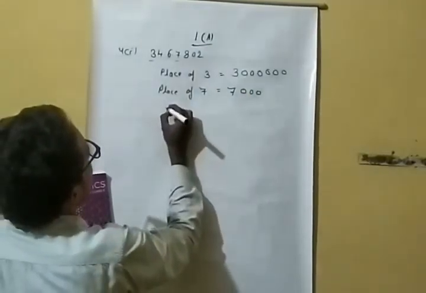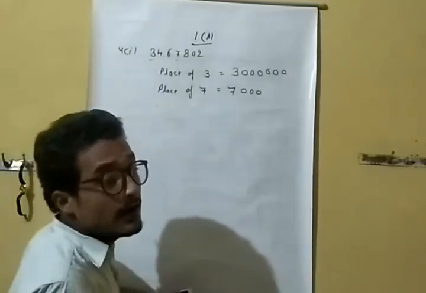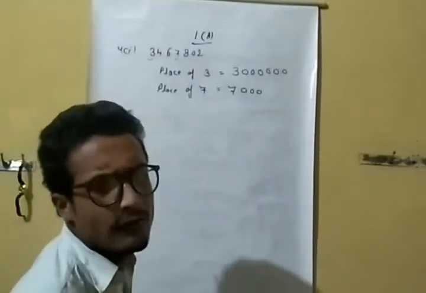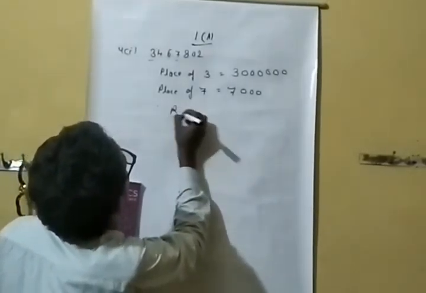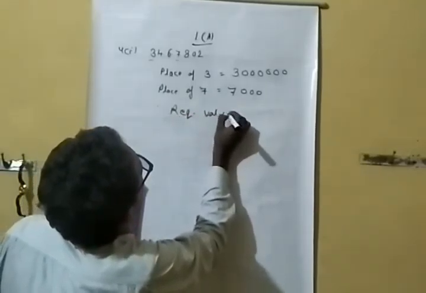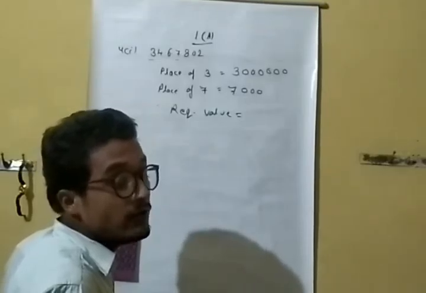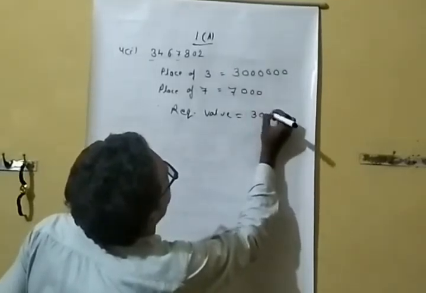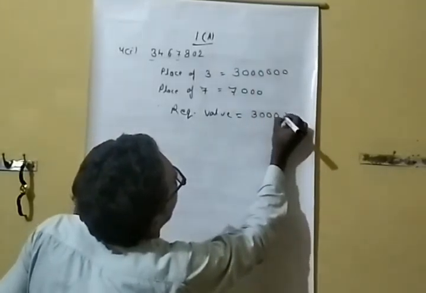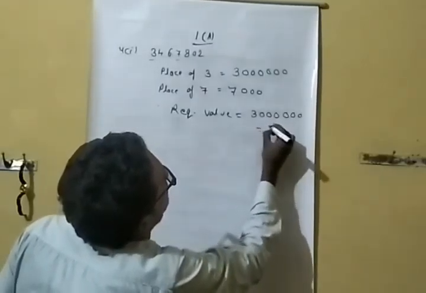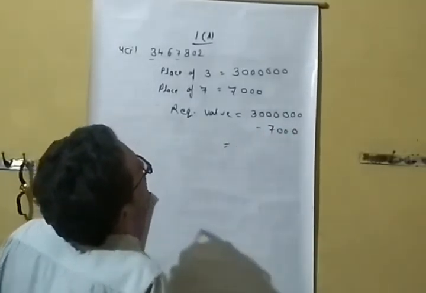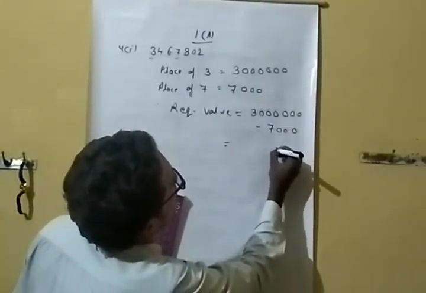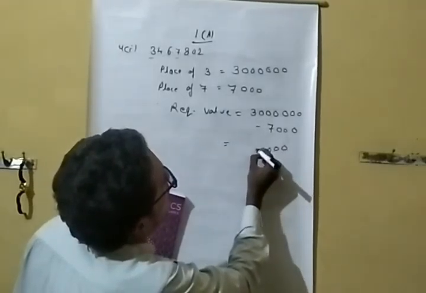So for the difference, you can write the difference between the place values of the odd digits, or you can write the required value, as you like. I have written it in short, but you will have to write it in full, expanded form. 3,000,000 minus 7,000. So we will write the difference as 2,993,000.